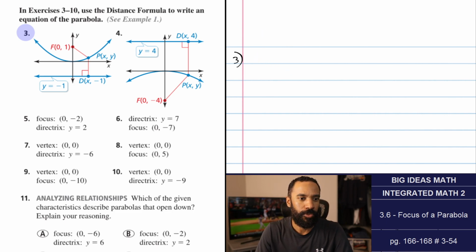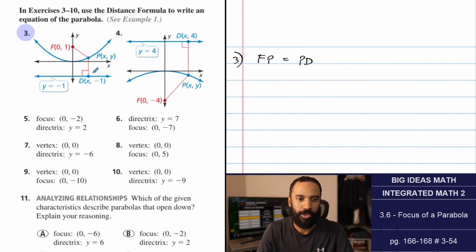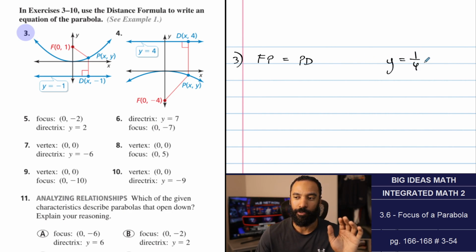So what I'm going to do is find the distance from here to here, the focus to the point on the graph, right? So we know that the segment length FP is going to be equal to the segment length PD. PD is the distance from this point to the directrix itself. So these are the same length. We want to use the distance formula to show that those two things are equal to each other and then get the equation. Now, I'm projecting my equation is going to be y equals 1/4 x squared.